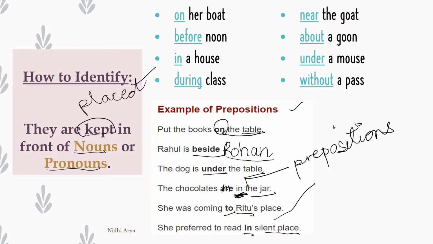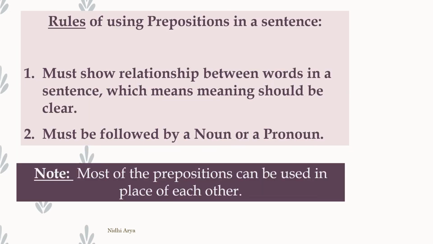Next, so these were all the words. They were also placed before the noun or a pronoun, as we have already seen. Next, it says rules of using prepositions in a sentence. How do we use prepositions, or how should they be used in a sentence correctly?